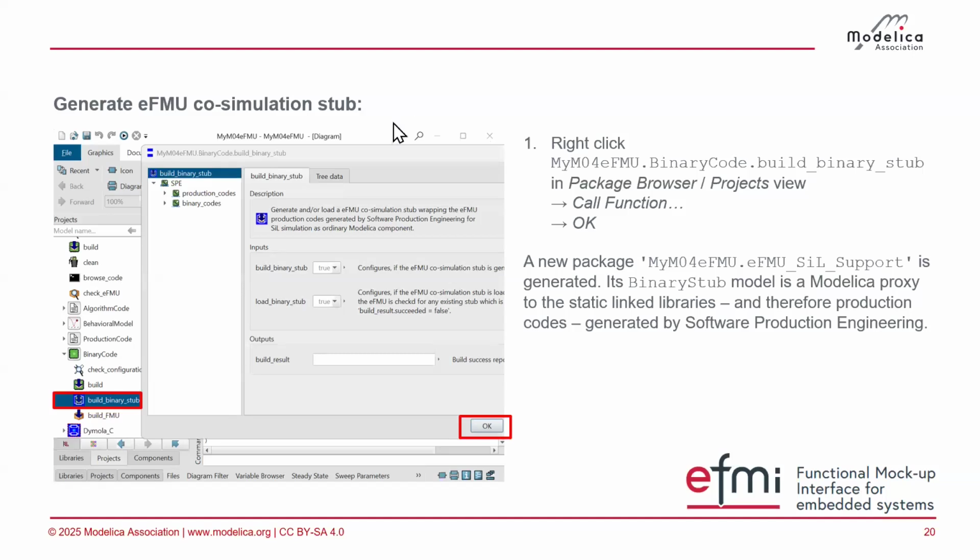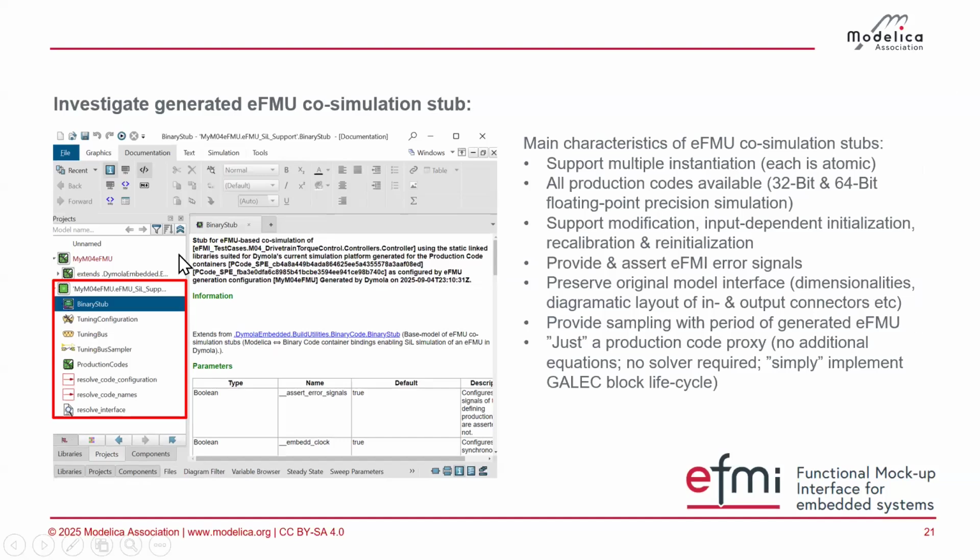And you can generate this Modelica wrapper if you go to the binary code, and then you pick this build binary stub, right-click it to call the function, and just OK. You don't have to configure anything, you just do that, and that will generate this little wrapper. There's a new package named after your eFMU configuration, like my eFMU SIL support, and it contains this binary stub model, which is this proxy that links to the production code. This generated package provides a lot of interesting facilities.